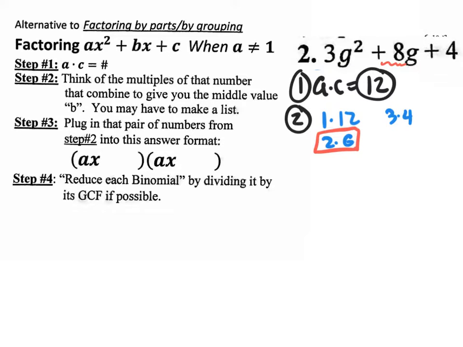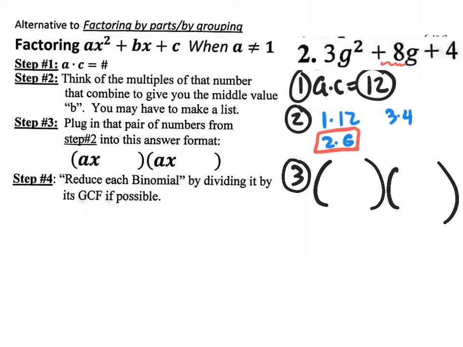Okay, so here's the new part. Step 3 says plug in that pair of numbers from step 2, the 2 and the 6, into this answer format: parenthesis ax, parenthesis ax, with space right here. Now, this is just really weird. Let me show you. Step 3 is going to jump straight into your answer format, and I'm going to plug in an ax.